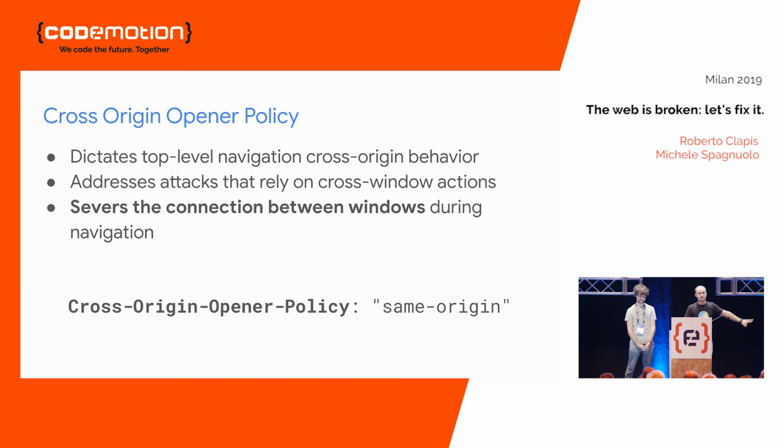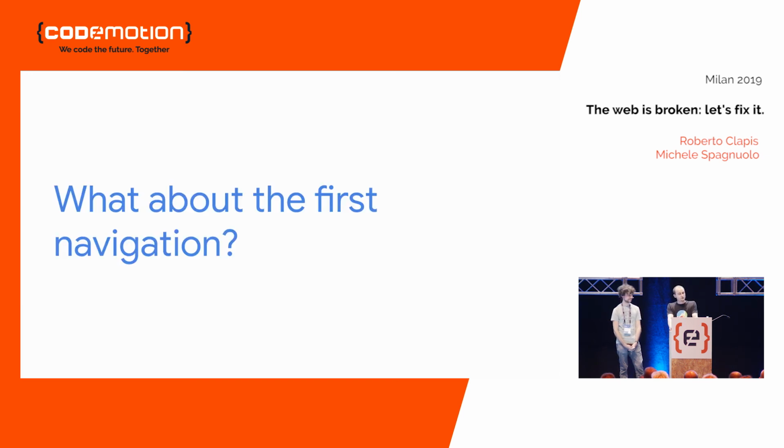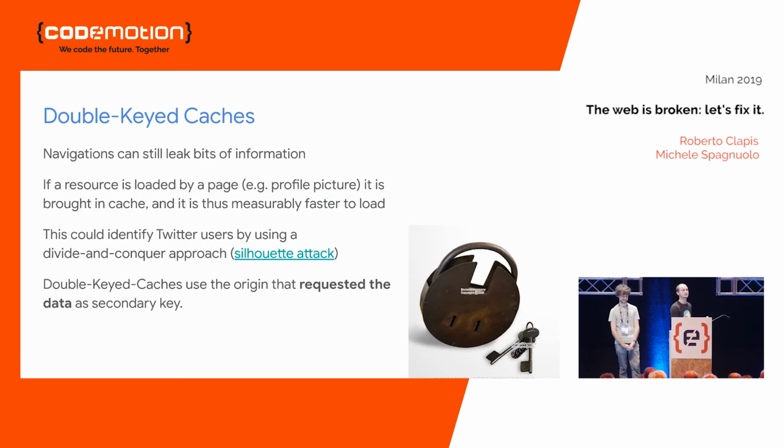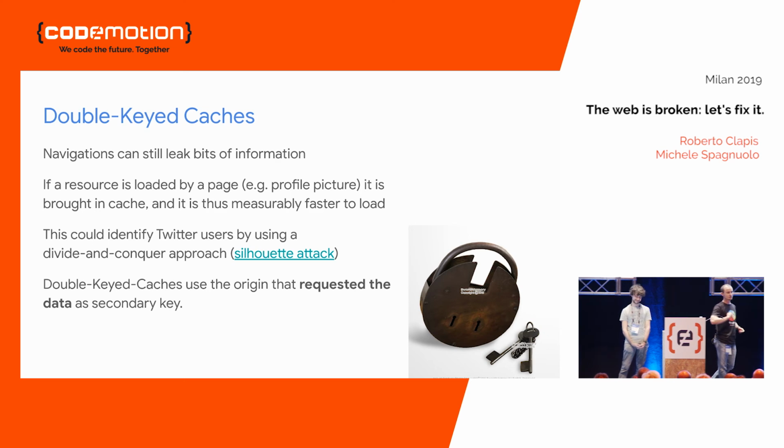With this header, we just said, okay, this application is intended to be used alone. No cross-origin windows, no cross-origin links. Sever the link between windows when this header is set. And we were left with the first navigation. There was still a problem, and we decided that we could be good, but we weren't. So we added one more feature, which is double-keyed caches. Now we use not just the destination origin, but also the source origin to detect if something should respond from cache, and it has prevented some very nasty attacks.